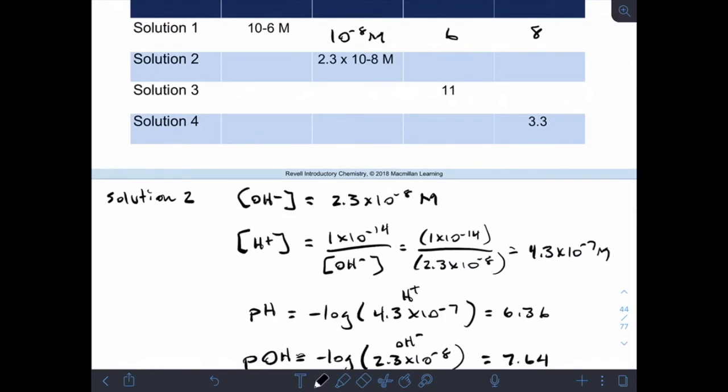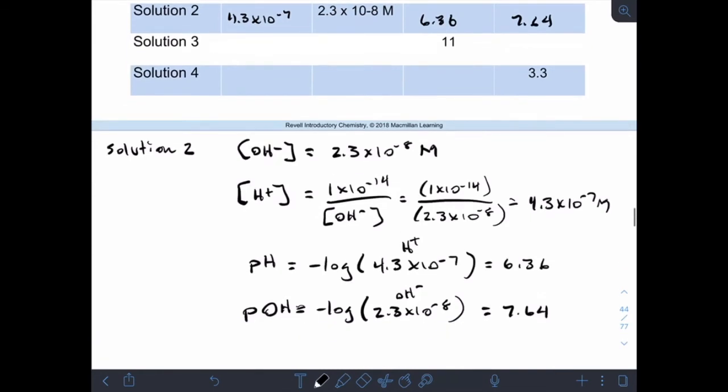Okay, so let's go ahead and fill in our table here. So the H plus was 4.3 times 10 to the minus 7. And our pH was 6.36, and our pOH was 7.64. And we can actually check our work with that. If I add those two numbers together, the pH and the pOH, it should equal 14. All right, so next.